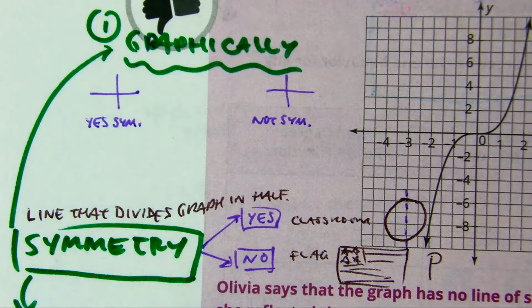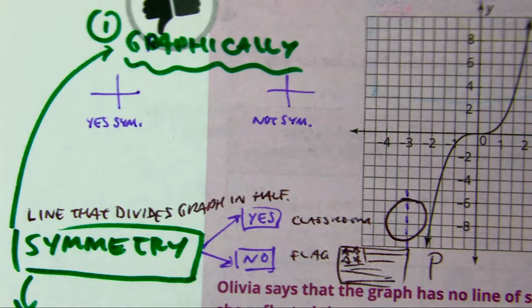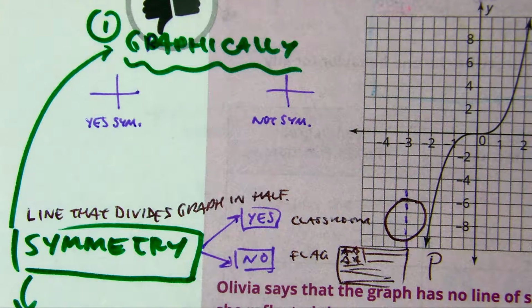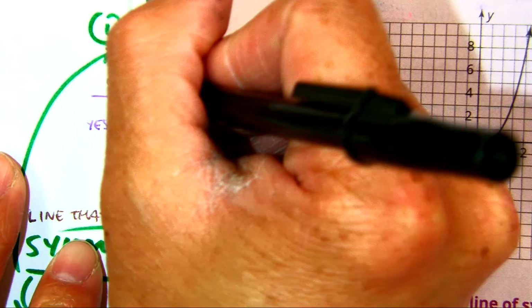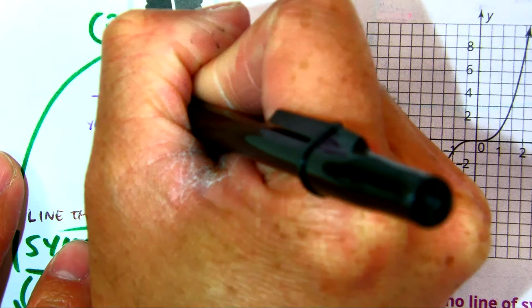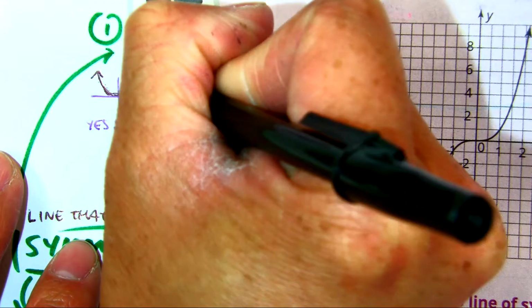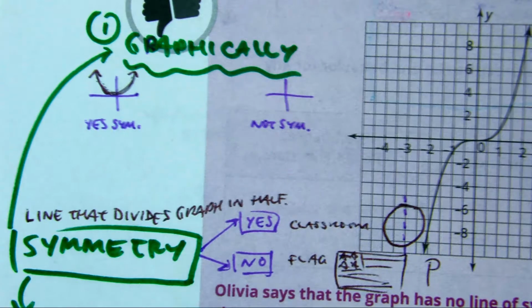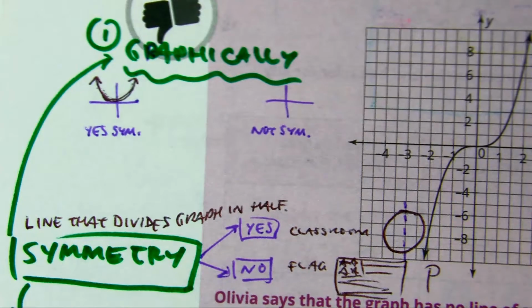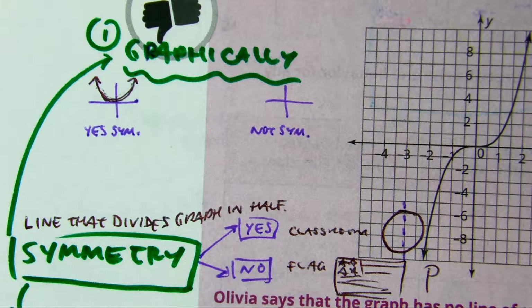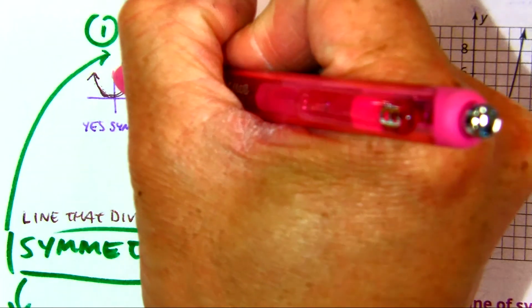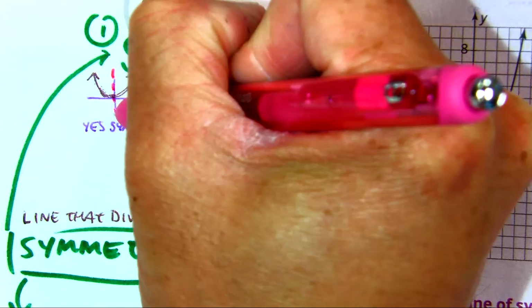Leslie, give us the name of a graph that is symmetrical. Quadratic. Good job, Casimiro. And Leslie. You can fold it. Where's my folding line, class? Someone said very specifically, I am picking the y-axis. Okay.